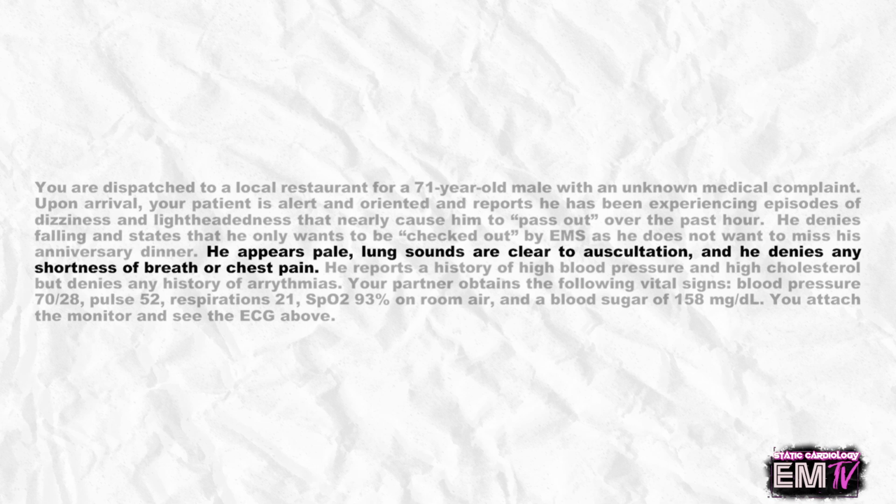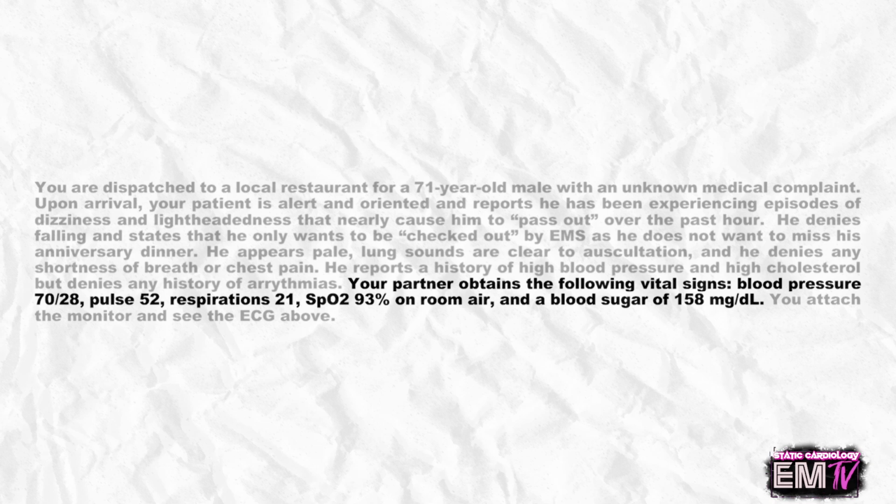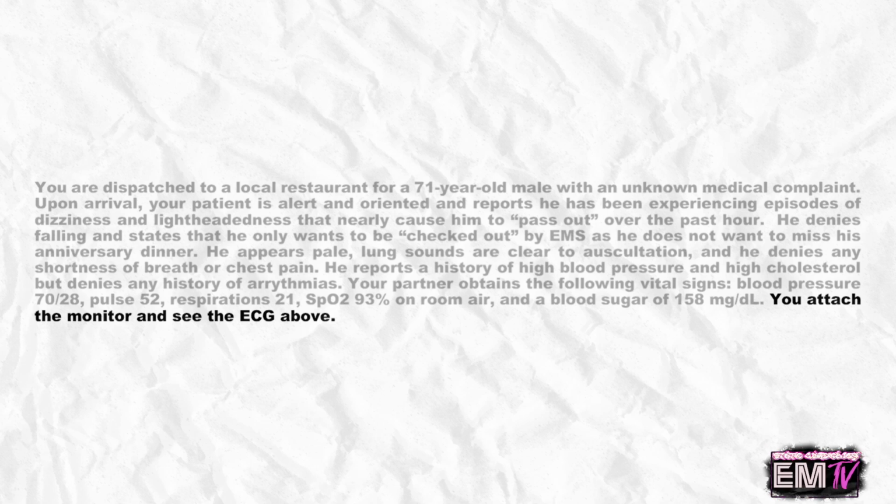He appears pale, lung sounds are clear to auscultation, and he denies any shortness of breath or chest pain. He reports a history of high blood pressure and high cholesterol, but denies any history of arrhythmias. Your partner obtains the following vital signs: blood pressure 70/28, pulse 52, respirations 21, SpO2 93% on room air, and a blood sugar of 158. You attach the monitor and see the ECG above.